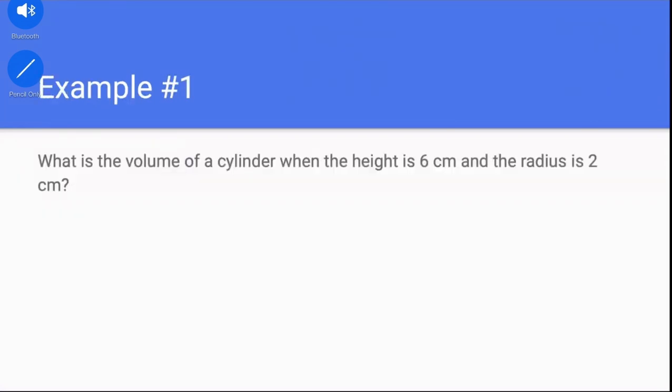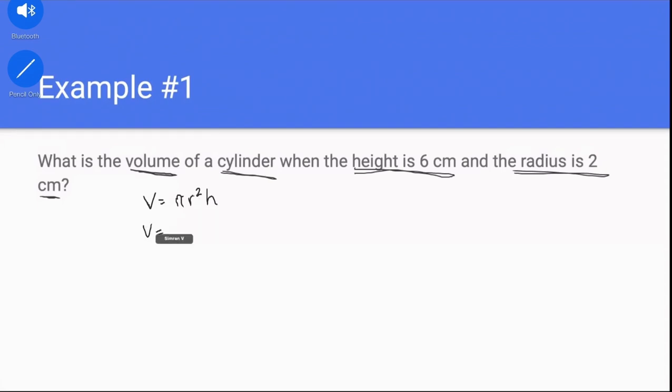Okay, now we're going to move on to some examples. What is the volume of a cylinder when the height is 6 centimeters and the radius is 2 centimeters? So first, volume, cylinder, and height, all very important. And radius is 2, so underline the important parts. And now for the formula, V equals pi r squared h.